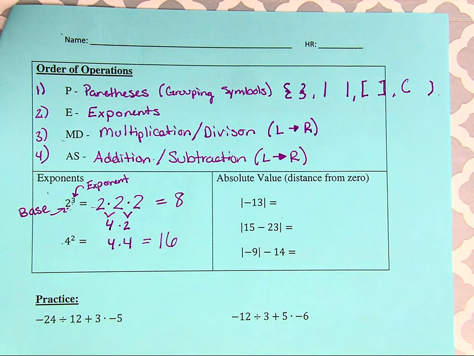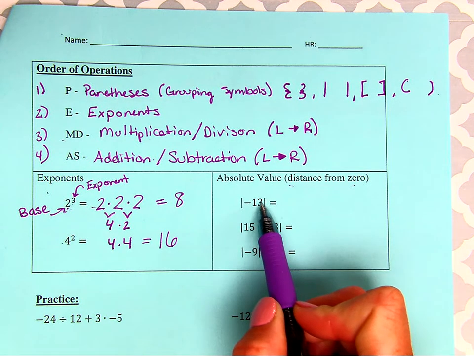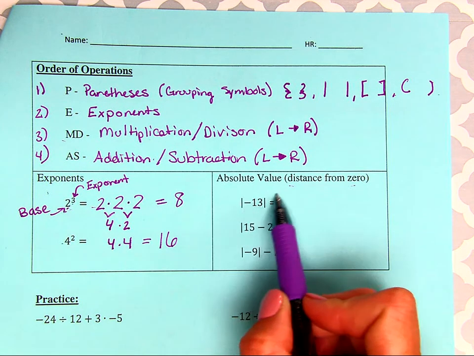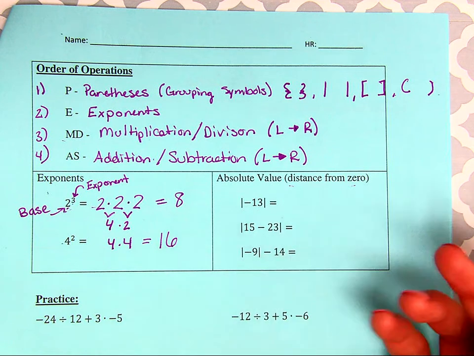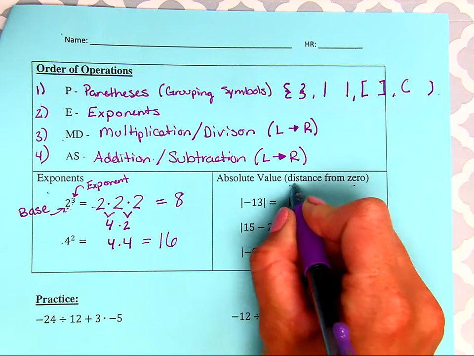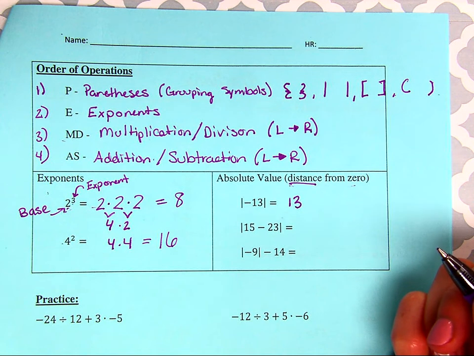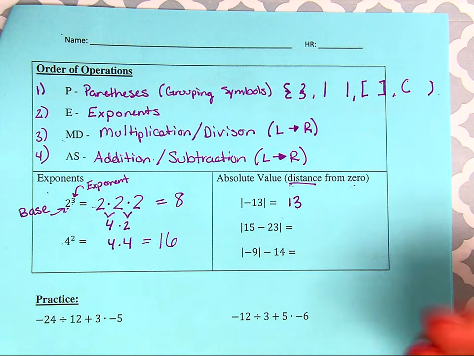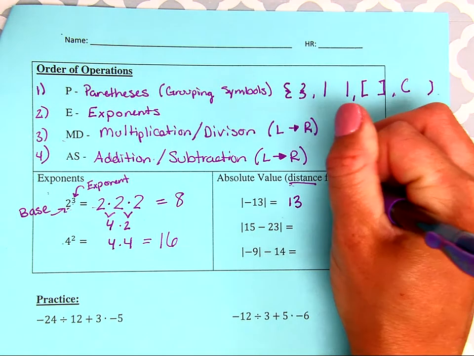Absolute value is always a positive answer, the distance from 0. These absolute value symbols are telling us, how far is negative 13 from 0? Well, it's 13 spots, and it's positive. Distance can never be negative. I can't ever say I ran a negative 2 miles, right? You're always going a positive distance. So when we talk about distance, it's always positive.